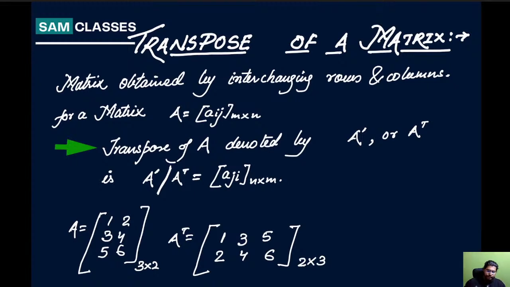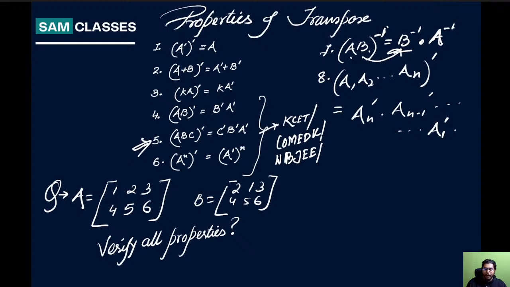Clear? Now, so what is it? Matrix obtained by interchanging rows and columns. Very simple. We denote it by dash also and T sign, transpose sign. Dash also, T sign also, okay? Both. If we have 3 cross 2, it will become 2 cross 3. Row will get converted into column, column will get converted into row. That's it.